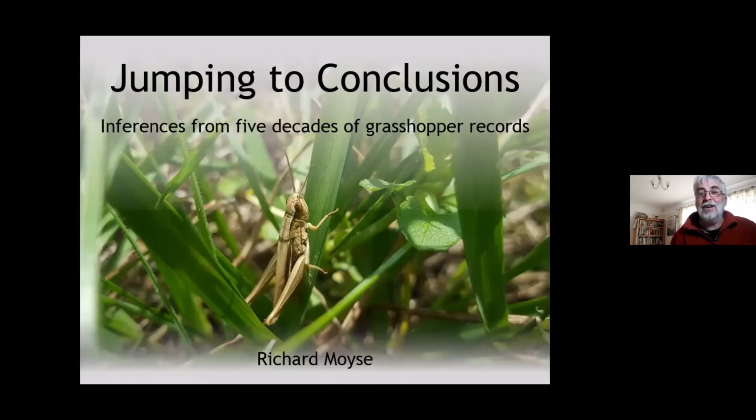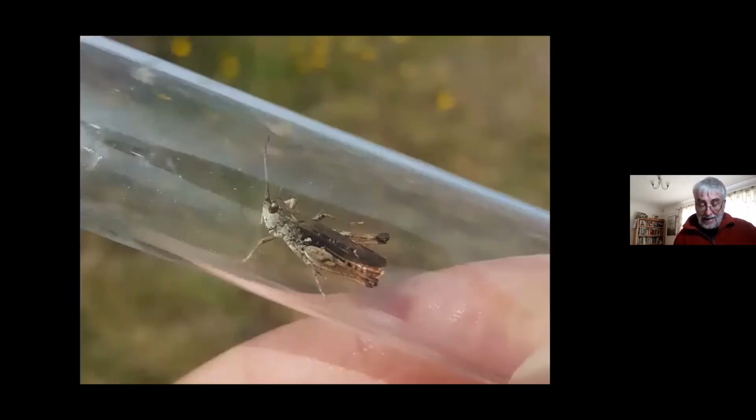I wanted to have an idea what the data I've got actually tells me, and it started really with a thing that's been niggling me for a while, which is the status of mottled grasshopper in Kent. This is one here in the tube.